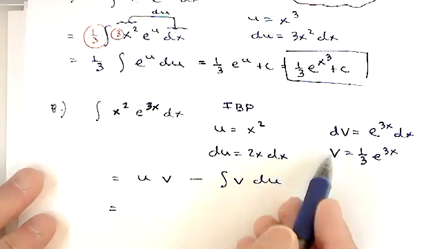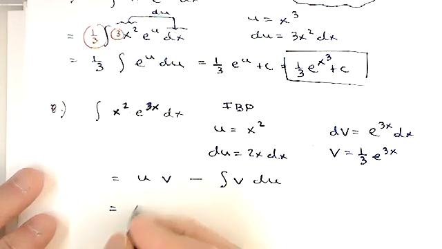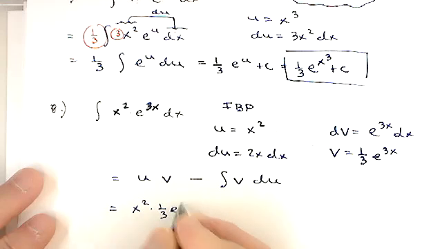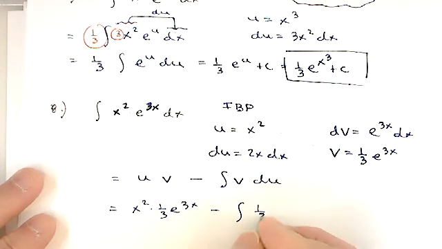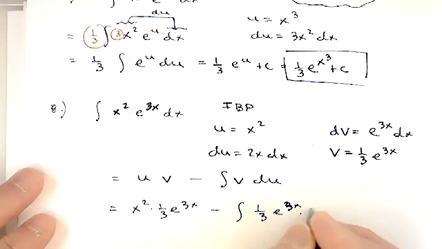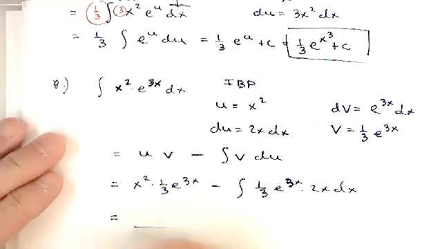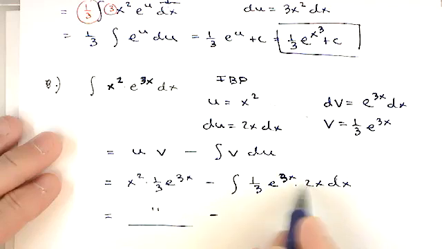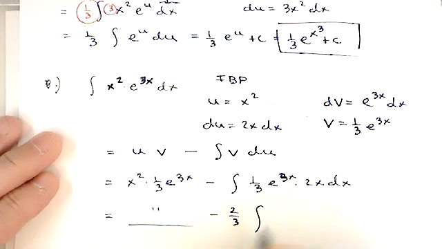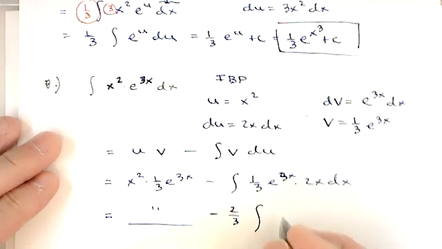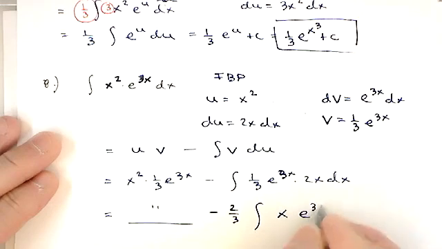So then it's uv, x squared times 1/3 e to the 3x, minus the integral of v du. I'm just going to bring this down. And so what you have here is, let's pull out the constants. So there's a 1/3 and a 2, so you could pull out a 2/3. And I'm just going to put the x in front. Doesn't really matter where you put it.